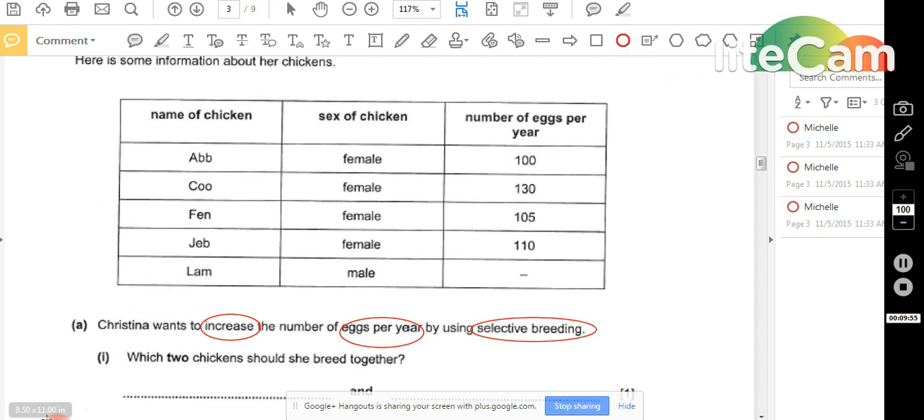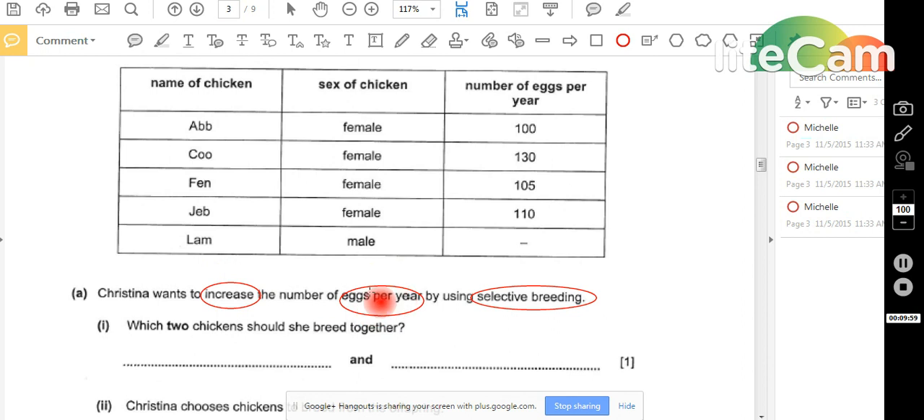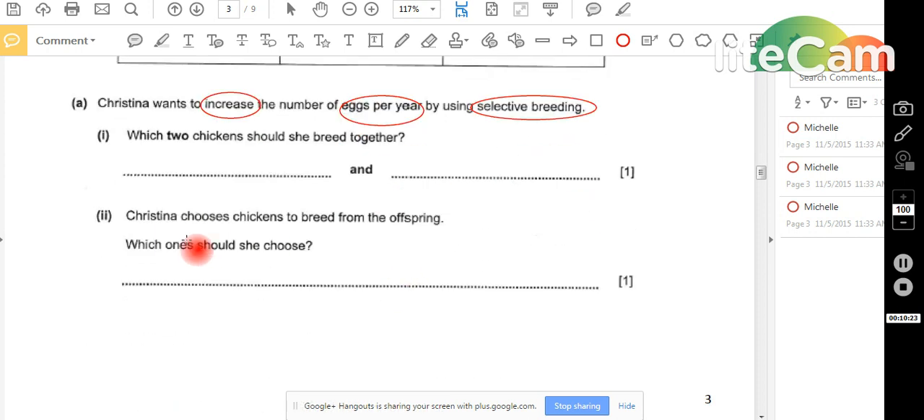Then it says which 2 chickens should be bred together. Okay, we want to increase the number of eggs. So which chickens out of those 5 should we then breed together? Lamb, the male, and then Coo, the female. Why Coo? Because Coo has the most number of eggs, and we are wanting to increase the eggs. Well done, very good.